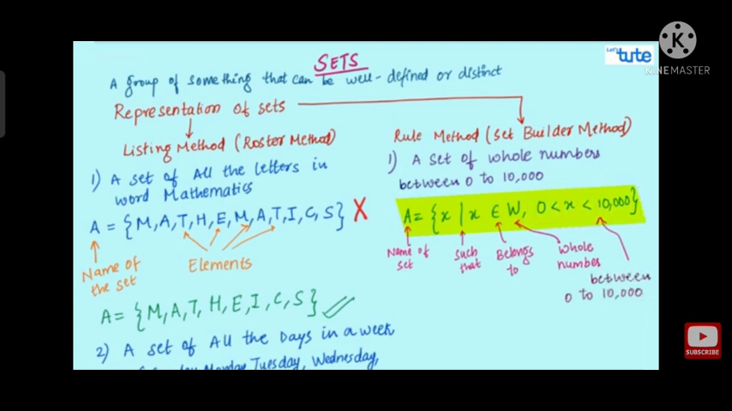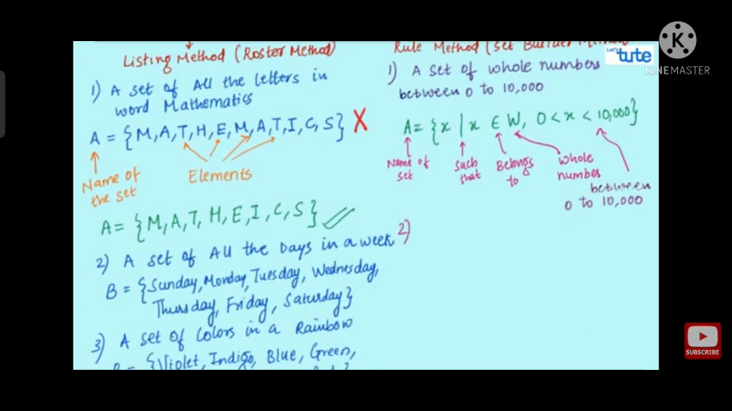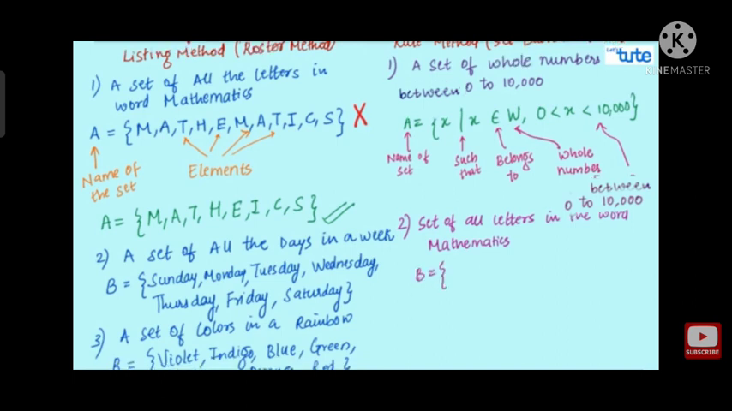Now, was this a little difficult? Let's try another set. Can we represent the set of all letters in the word mathematics in the form of a set builder form? Well, yes. Let's name this set B. B is the set of all x such that x is a letter of the word mathematics.